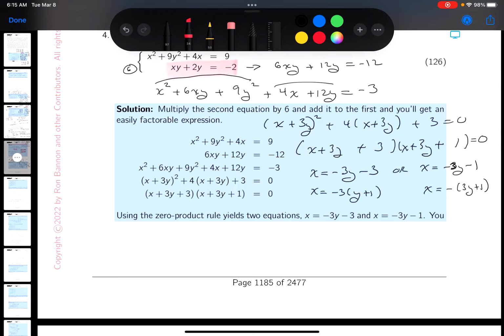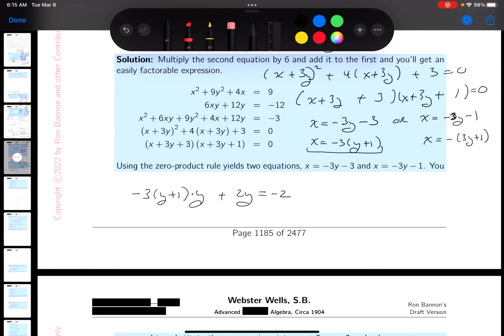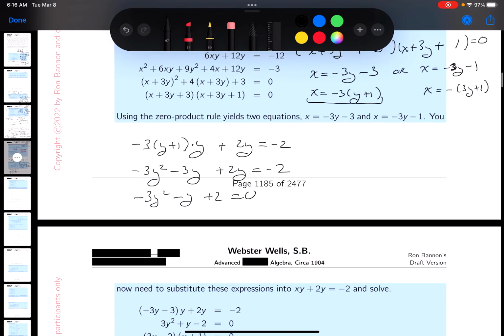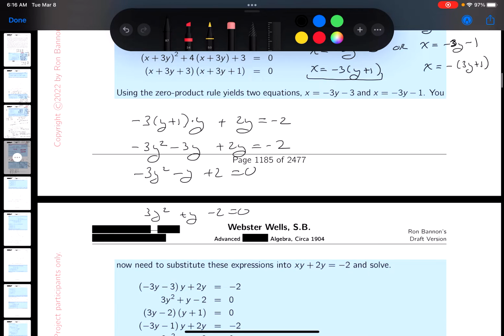And let's see what we get there. So let me write this down. I'm going to use this one first. And what are you going to get there? Well, x is minus 3 times y plus 1, times y, plus 2y equals minus 2. What do you get there? You get minus 3y squared minus 3y plus 2y equals minus 2. Minus 3y squared minus y plus 2 equals 0. Well, I'm going to multiply both sides by minus 1, and you get 3y squared plus y minus 2 equals 0. I'm going to make some attempt to factor that.